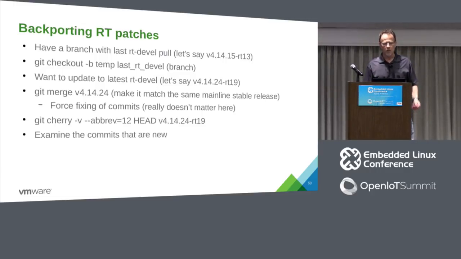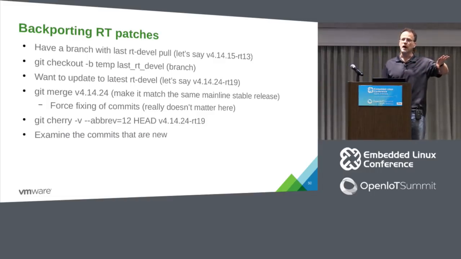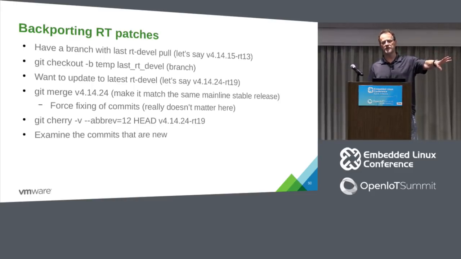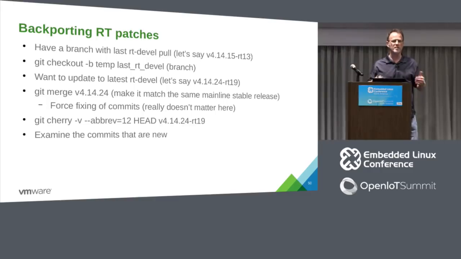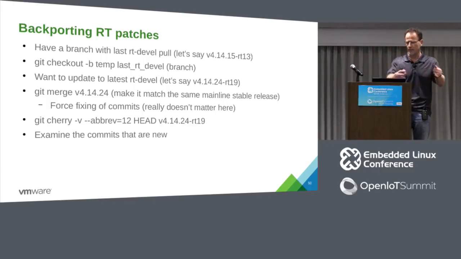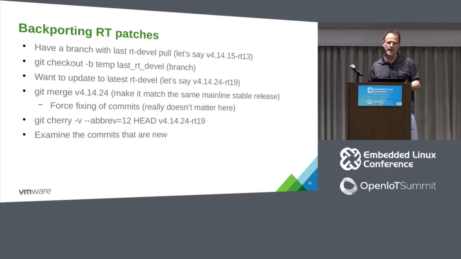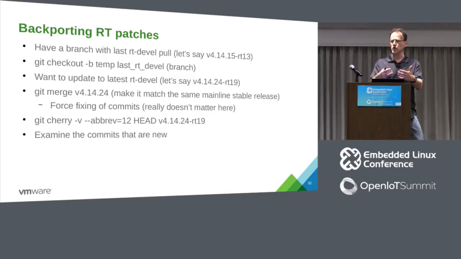So what do we do to backport it? Usually I always save a branch from the last time I backported. Say 4.14.15-rt13 was the last time I did a backport from Sebastian's branch. Now he's up to 4.14.24-rt19, and I'm like, okay, let me go see what he's changed and see if I want to backport anything. I kind of left a step out here: I go to my stable tree, say it's 4.9-rt, and I make a copy of it, like a temp branch copy.